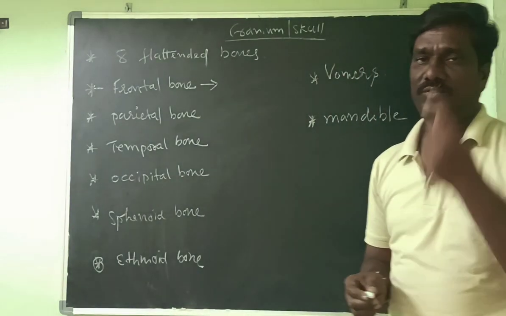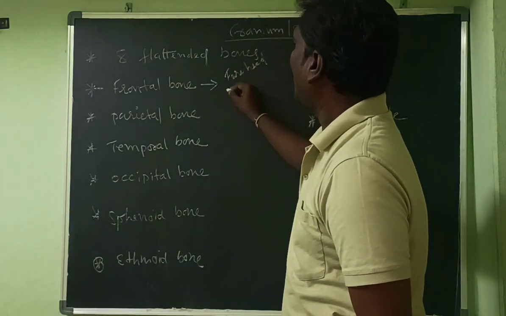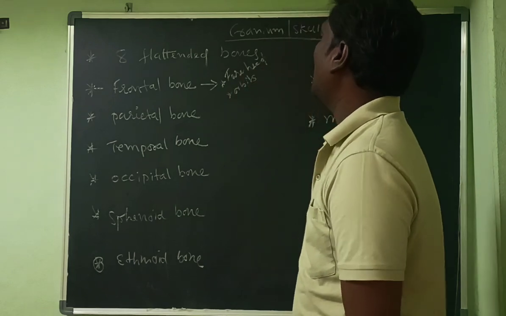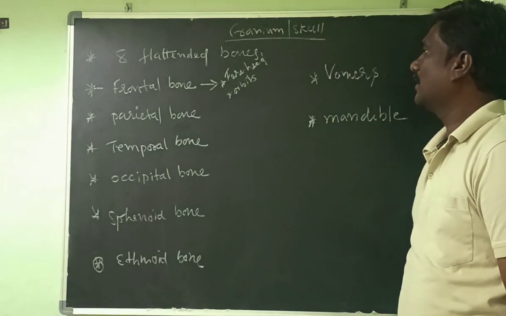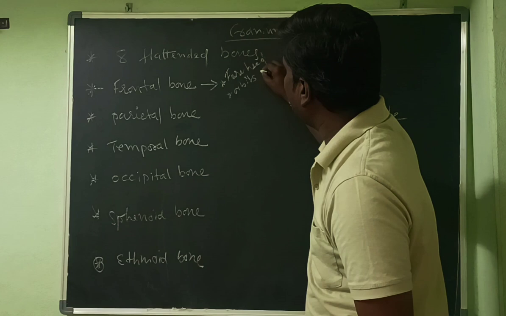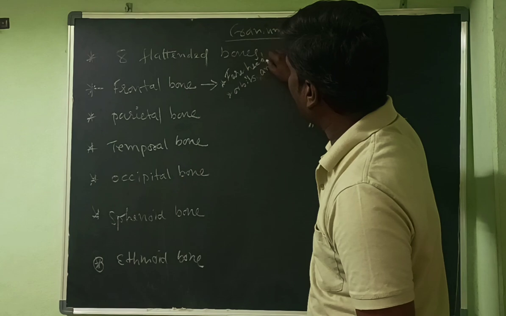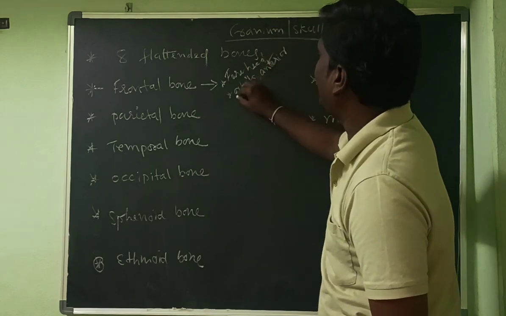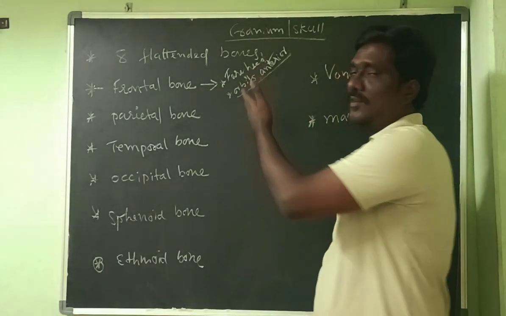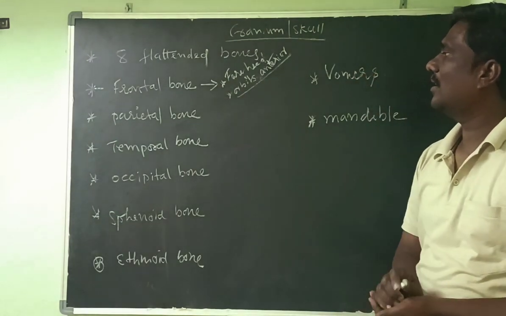The frontal bone forms the forehead and all the orbits, in the anterior part of the skull.